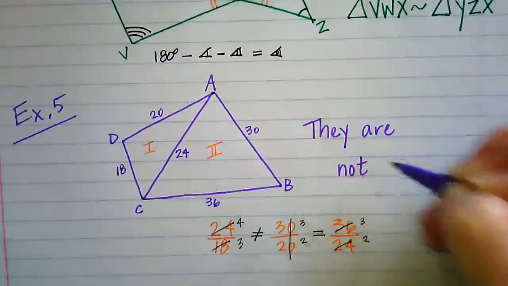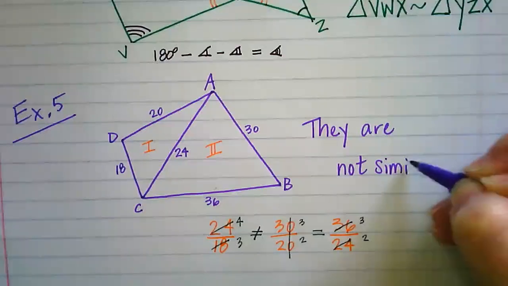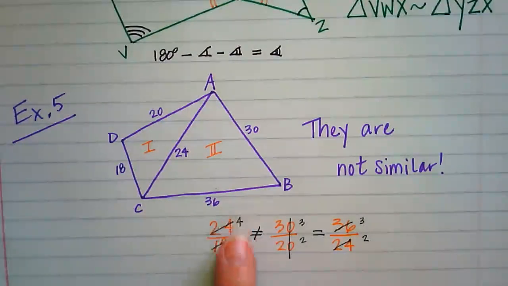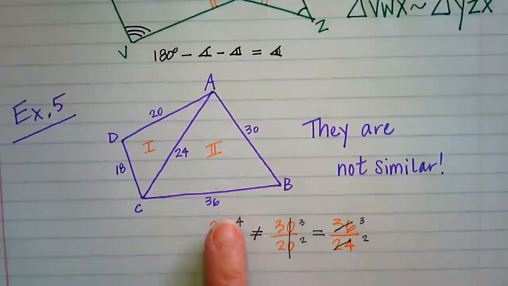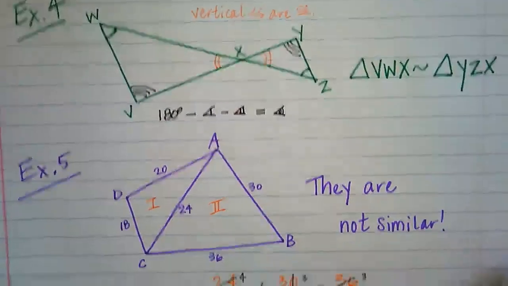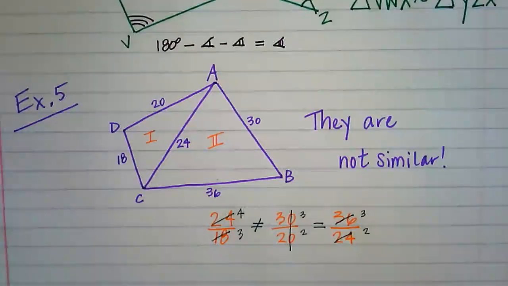Not similar. And again, the reason is that the side measurements are not related by the same scale factor. If this had been 3 over 2, then the answer would have been yes, they're similar, and the scale factor is 3 over 2. Okay, so that should get you started on similar figures and whether you can prove them to be similar, again, based on the angle measurements or the side measurements being in proportion.